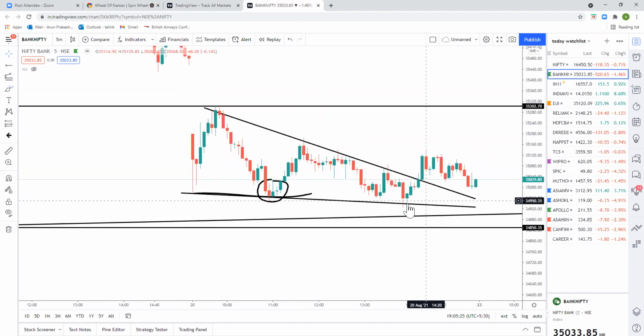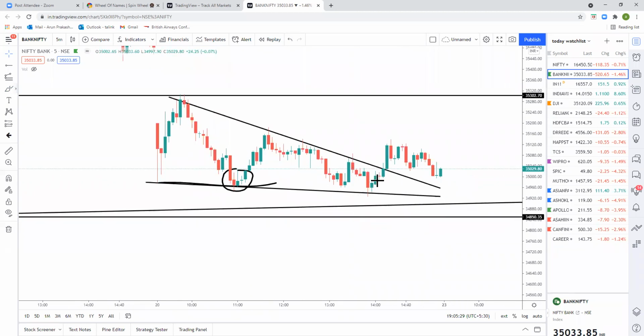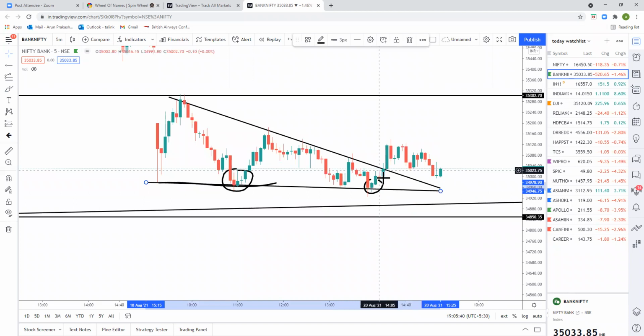This was another trade which could have been taken. We were having some live sessions there, so people had taken this trade here. I didn't trade this. This was another good entry which Bank Nifty gave.